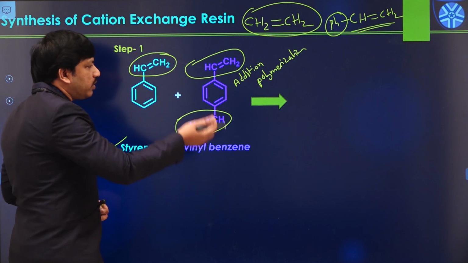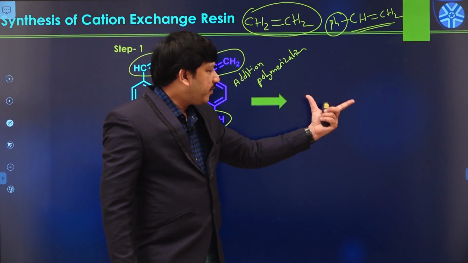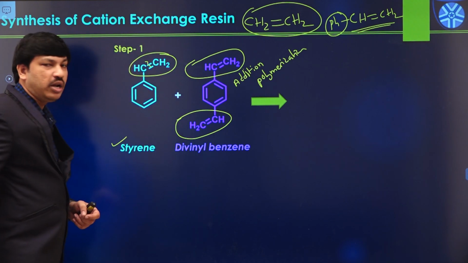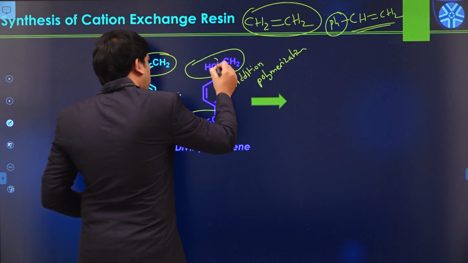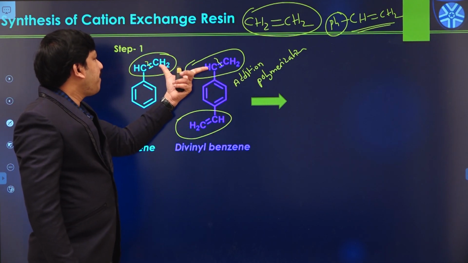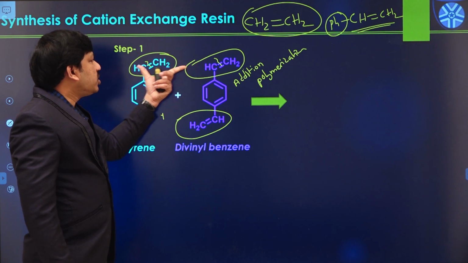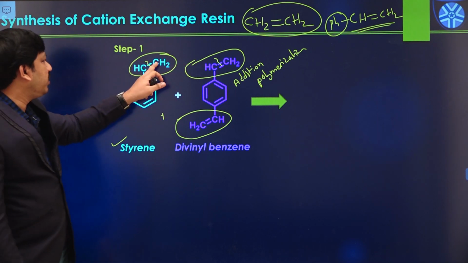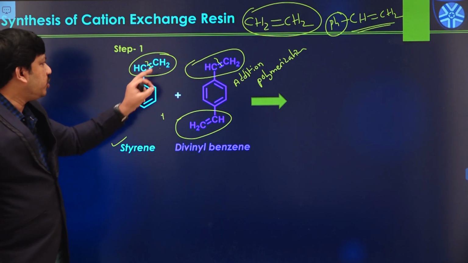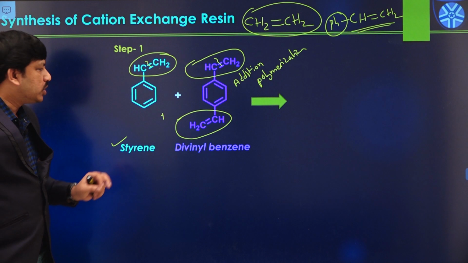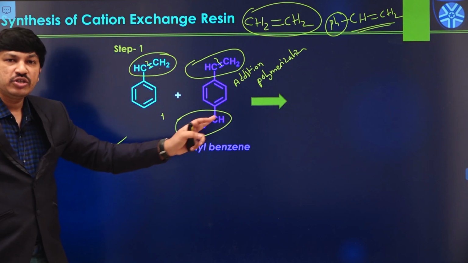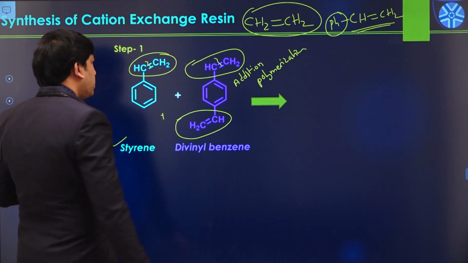So then what is the polymerization process? Whenever there is a polymerization process, this pi bond undergoes cleavage. This pi bond also undergoes cleavage. After that, what will happen? Between these two units, there is a new bond formation. Between this CH2 and this CH, there is a new sigma bond formation. So like that, there is a formation of the corresponding styrene divinyl benzene copolymer. Let us see how it is possible.